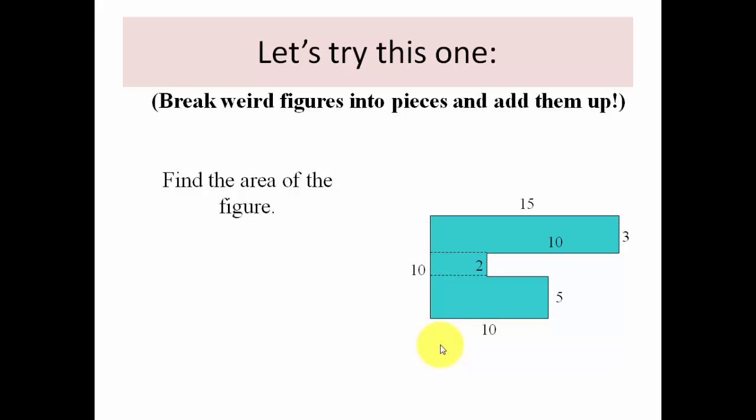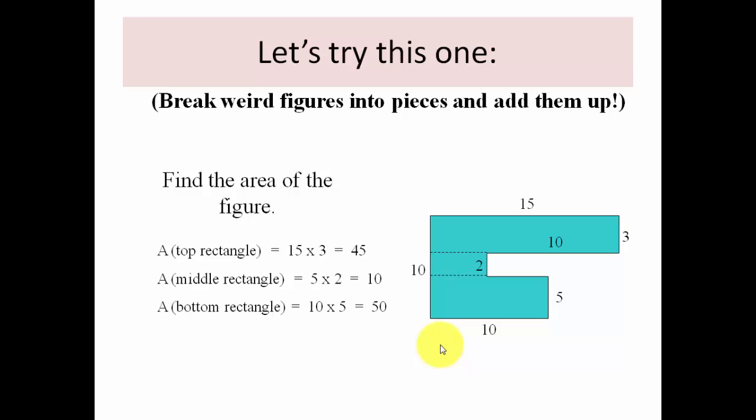So I broke it into a top rectangle, middle rectangle, and bottom rectangle. The top rectangle has an area of 45. The middle rectangle has an area of 10. And the bottom rectangle has an area of 50. When you add all of those together, you get the total area of 105.